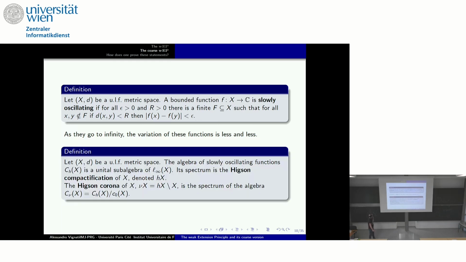So slowly oscillating functions do form a C*-algebra. This is not difficult to check. You can sum these things, you can multiply these things, you can take adjoints, and it's norm closed. That's also easy to verify. And now you have a unital C*-algebra of L infinity of X. The spectrum is the Higson compactification. And then I can quotient, because C0 sits in there, because I can take out finite sets, right? So now the Higson corona is the spectrum of the algebra CH of X mod C0, right?